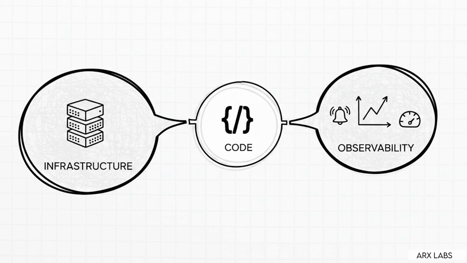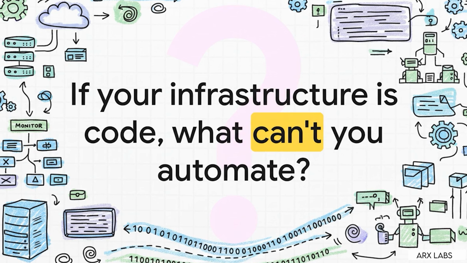In this as-code philosophy, it isn't just stopping at infrastructure. It's such a powerful idea that it's expanding into all sorts of new areas. We're now seeing things like observability as code, where even your monitoring dashboards and alerts are all defined in code, versioned right alongside everything else. And that really brings us to the final thought-provoking question. If your infrastructure is code, and your security policies are code, and your monitoring is code, what's left that you can't automate? The potential is just staggering.